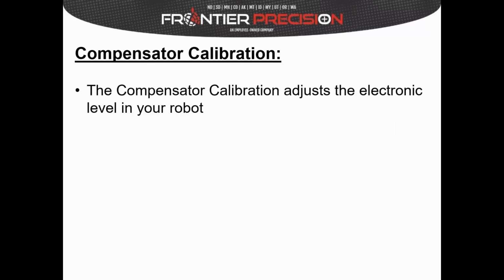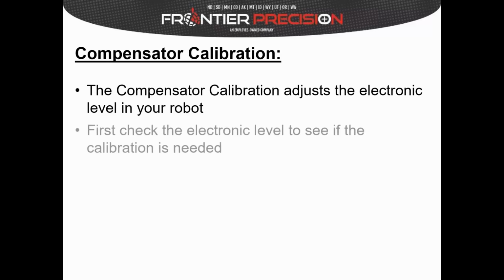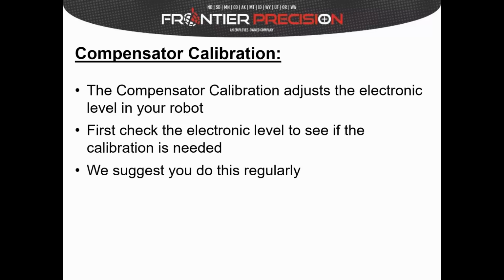But the first one is a compensator calibration. We use this to basically adjust the electronic level in the instrument. We suggest that you do this routinely to check and see if the electronic level needs to be calibrated. This should be done fairly often. Personally, I do this every time I set the instrument up. It might be overkill, but honestly, it only takes a couple of minutes and it checks out and I know I'm good. I know I'm taking that potential error out of the equation.